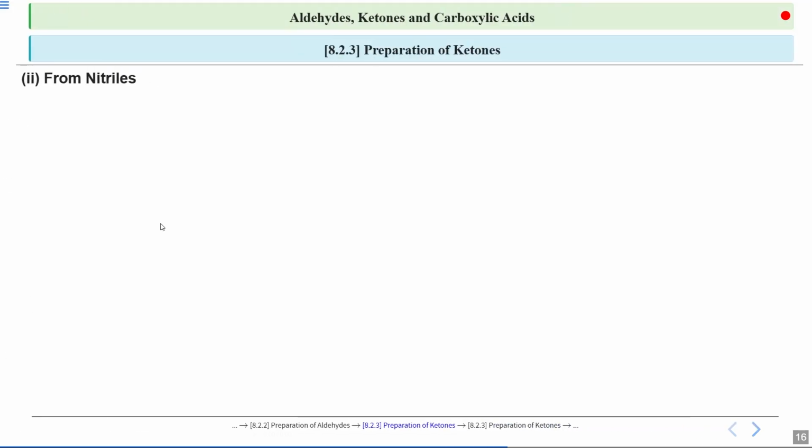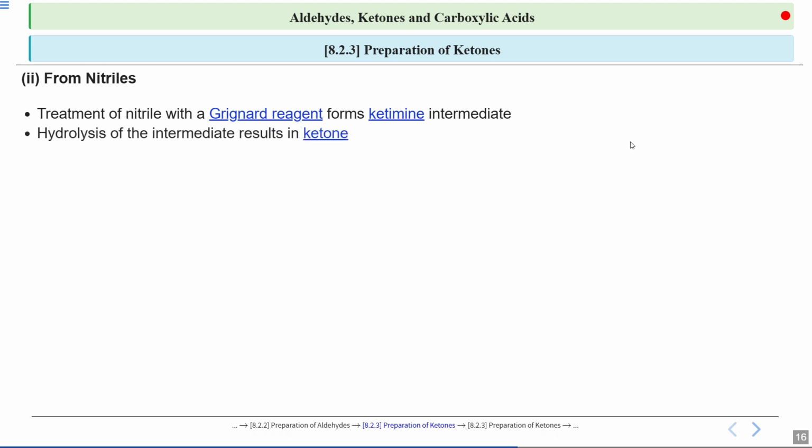Now the second method which we will see is from nitriles. When nitriles react with Grignard reagent, they form an intermediate, and that intermediate is called a ketimine. So the ketimine is the intermediate which is formed. Now the ketimine intermediate undergoes hydrolysis. Hydrolysis breaks down the intermediate, resulting in the formation of a ketone. So finally you get your product as a ketone.